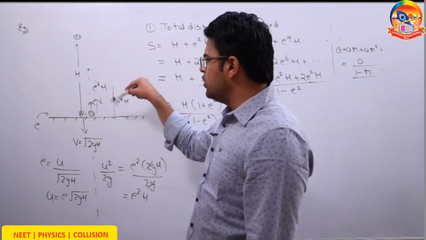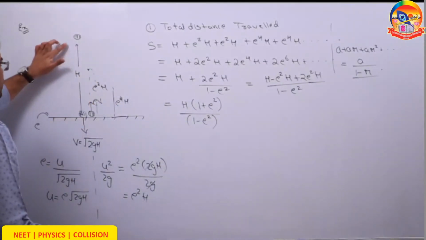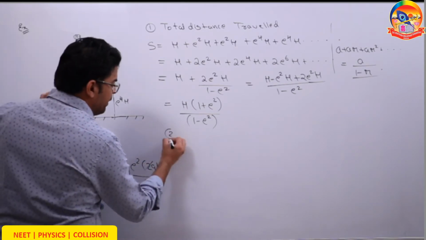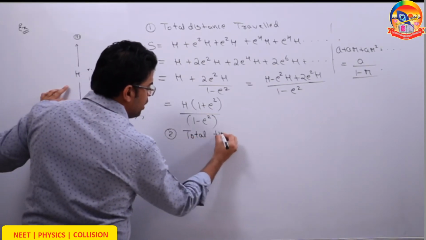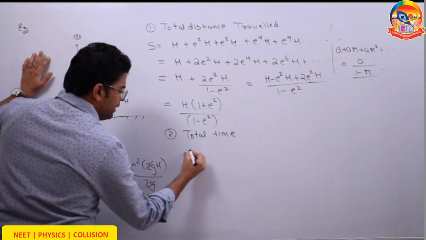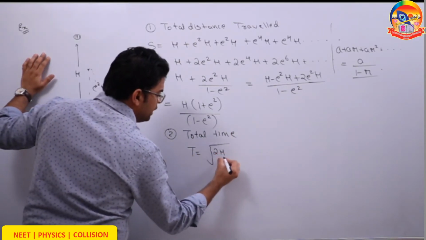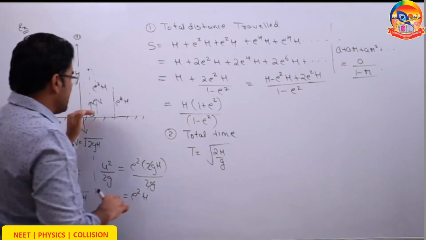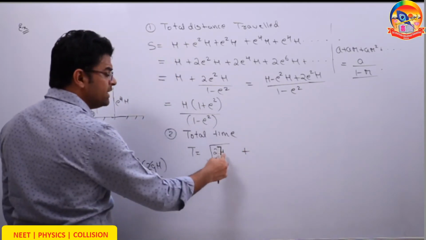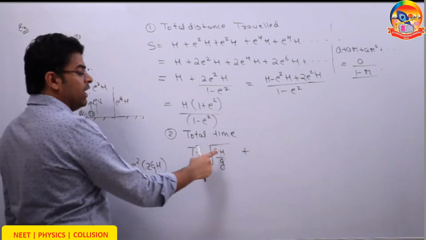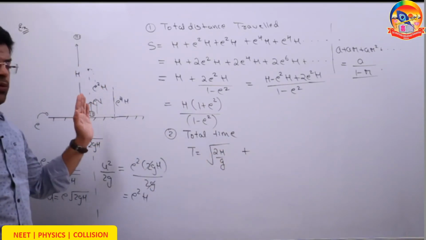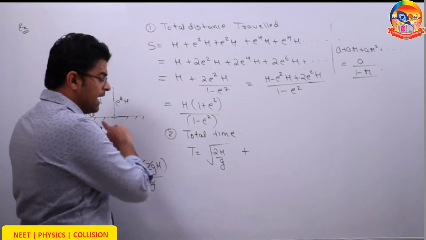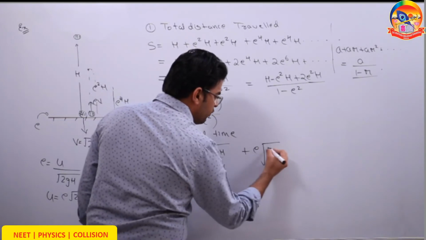So now, what will be the total time taken? You know that for falling through a height h, the time taken is under root of 2h by g. So for total time, the time taken to fall the first time will be under root of 2h by g. Then since it goes back up to a height e square h, the time taken to go up will be e times under root of h, no? Time is proportional to root h. So if in place of height you get e square h, then the time becomes e times. So the time taken to go back up is e times under root of 2h by g.